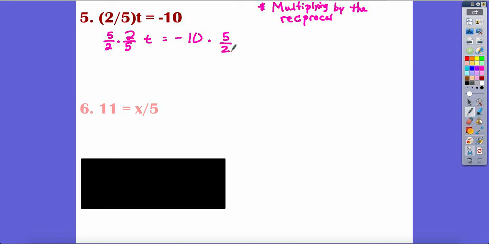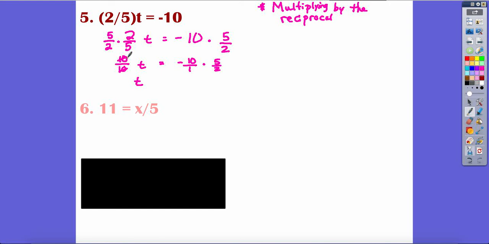And the reason why this works is when I multiply this out, I end up with 10 over 10 times t. And we know that 10 over 10 is just 1 because those will cancel, and so that works out nicely for me. So that would be 10 over 10t equals -10 over 1 times 5 over 2. And I can go ahead and put that 1 there if I choose. I don't necessarily need to.